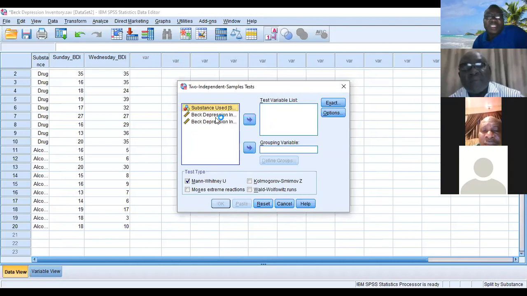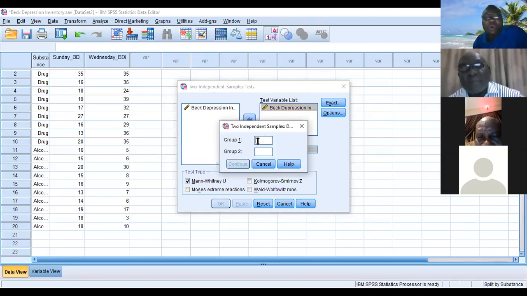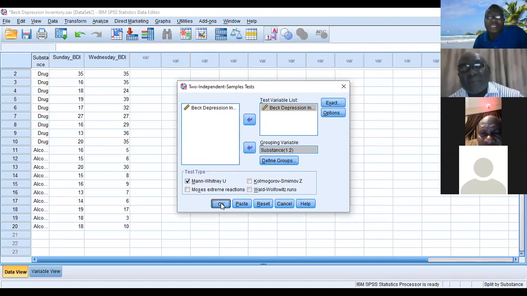So this is depression. These are different variables. I can decide to run depression on Wednesday; that's the only variable I want to run. I put two variables there, and I don't want it to confuse you. Depression was measured on Wednesday between drug and alcohol. What defines drug and alcohol is the substance used. We have coded drug as 1 and alcohol as 2. Now put 1 and 2.